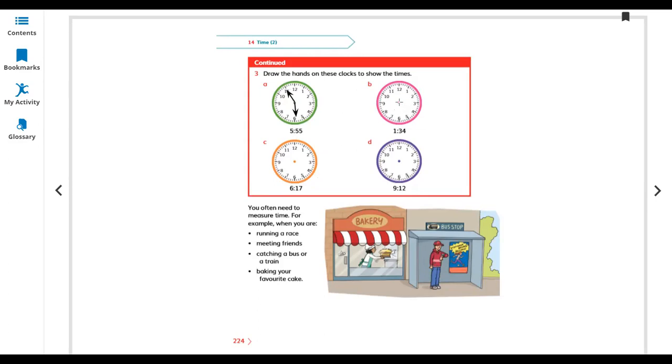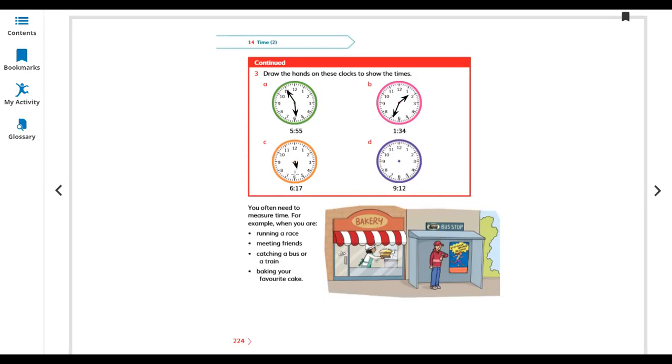And this is 1 hour 34. So the hour hand should be in the center between 1 and 2, and the big hand is near 7. Why? Because 5 multiplied by 7 is 35. A little bit back, 34. So 1 hour 34 minutes.